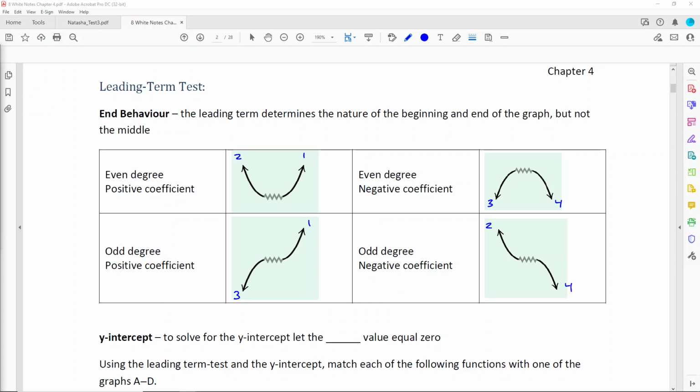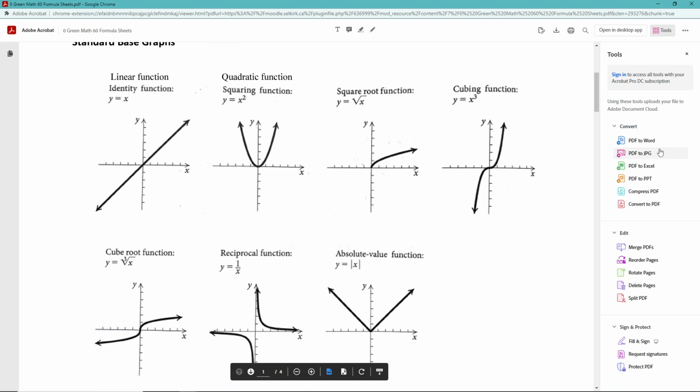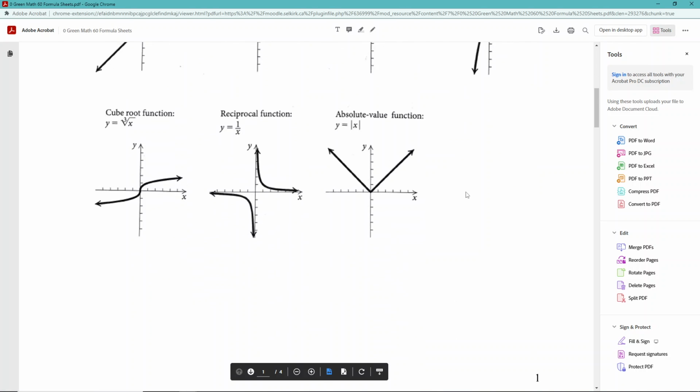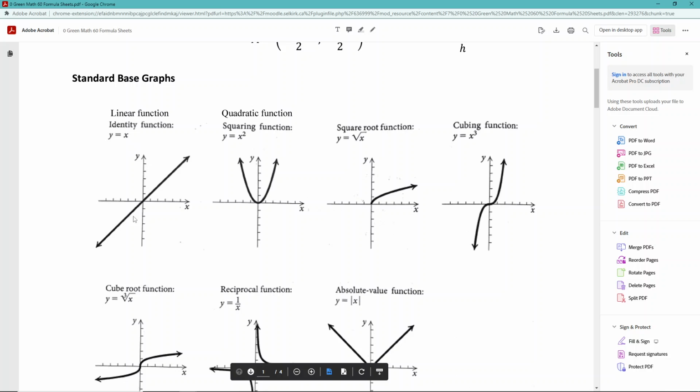So if I open up your formula sheet, and we look at it here, I want you to notice that here's an odd positive graph. Starts in quadrant 3, ends in quadrant 1. Here's another odd positive. Starts in quadrant 3, ends in quadrant 1. So you have to know then that if you put a negative out front, it would be a reflection of the y values over the x-axis. So it would start in quadrant 2, end in quadrant 4. Start in quadrant 2, end in quadrant 4.